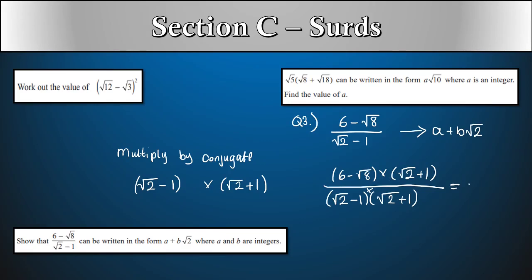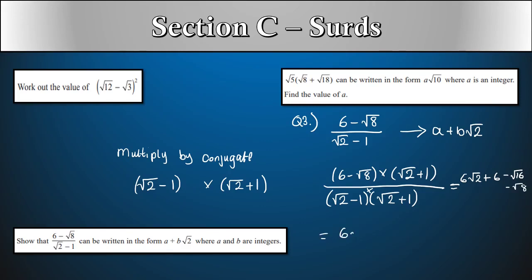So 6 times root 2 would give me 6 root 2. 6 times 1 is 6. Minus root 8 times root 2. So just be careful here, it's a negative number times a positive number, so my final number will be negative. So this is minus root 16, and we can simplify that, but we'll just wait 1 second. And I've also got a minus root 8. So let me just write this all on one line.